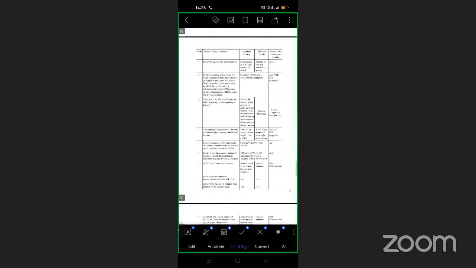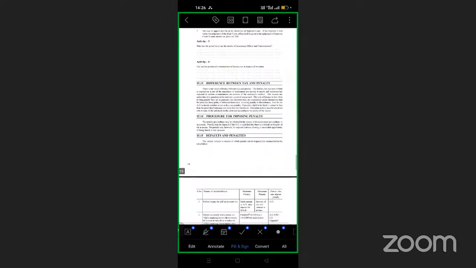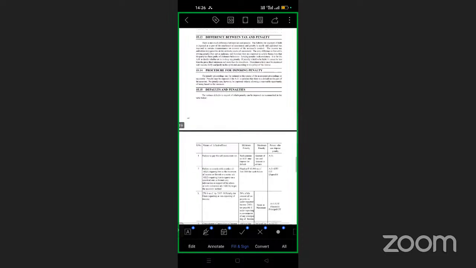amount that has to be paid. Just look at this table: defaults and penalties, minimum penalty and maximum penalty.